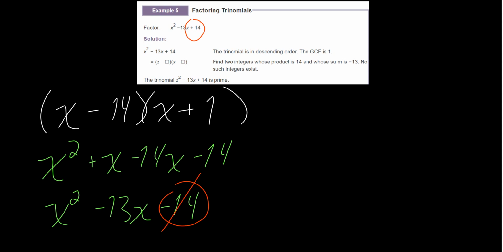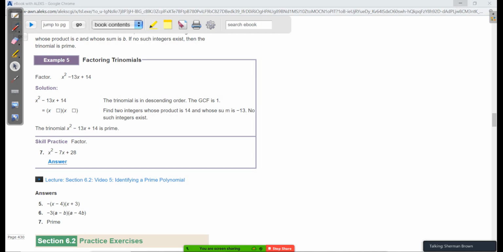We cannot put it into two binomials. So therefore, we would call it prime. You will have plenty of those. They're kind of tricky. They like to waste your time here. All right, that was 6.2.